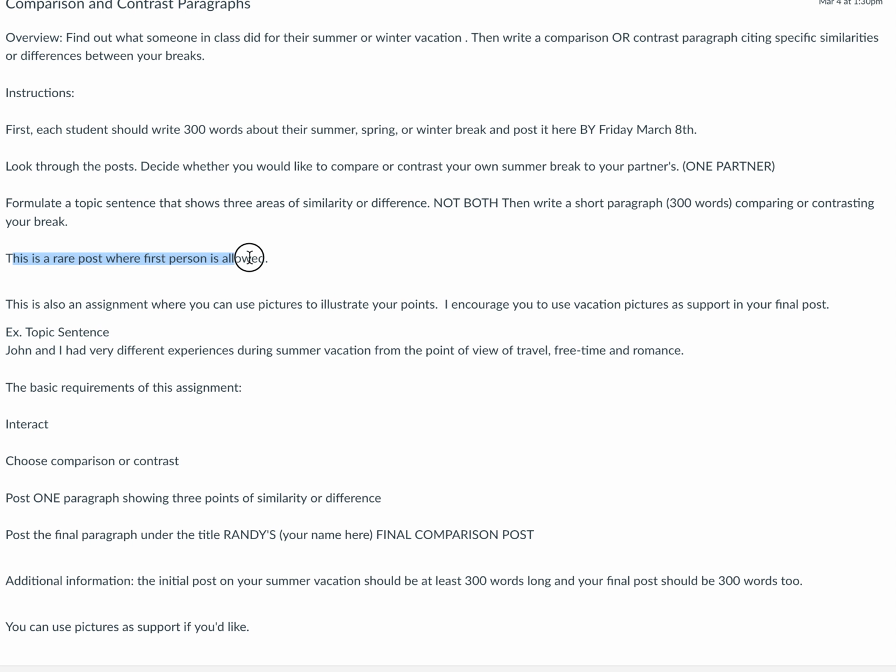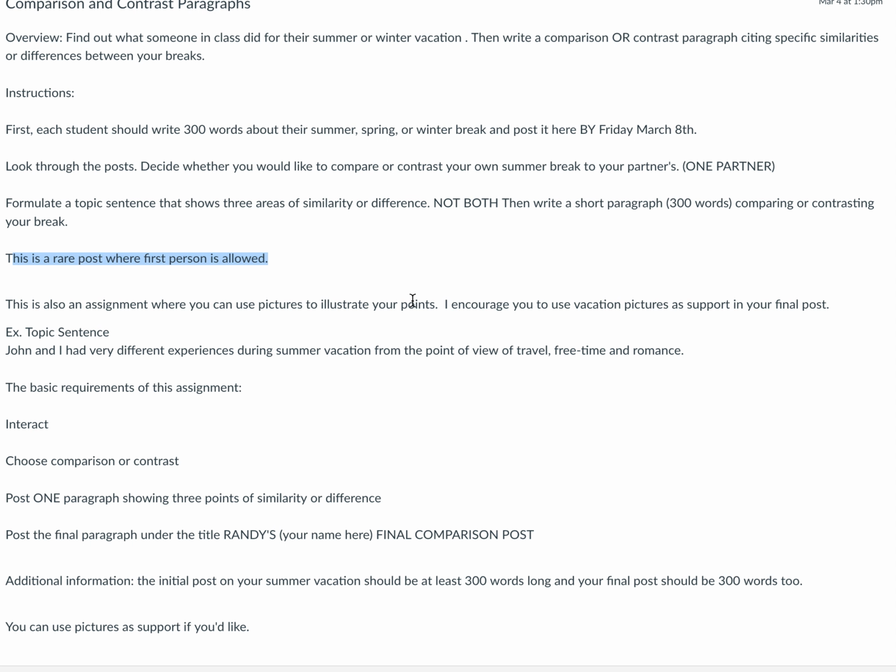This is the rare post where first person is allowed. Who knows what first person is? Yes, you in the back. It is I and we. I is singular, we is plural. I don't like to see it in your formal writing, in your essays, but this is a time when you're talking about yourself. It's only natural.